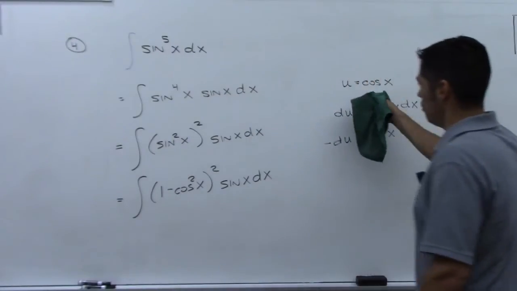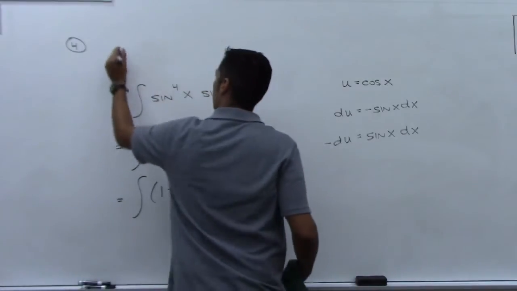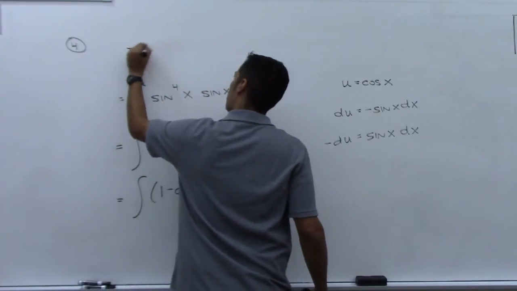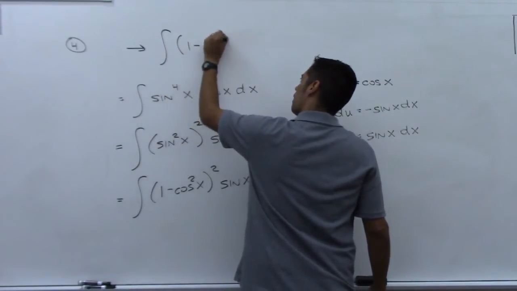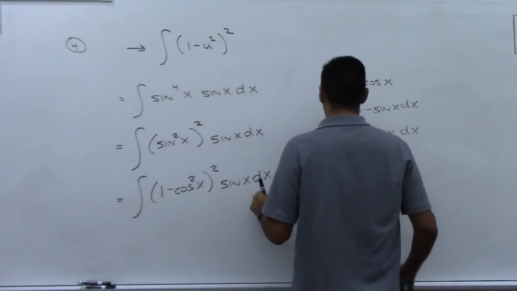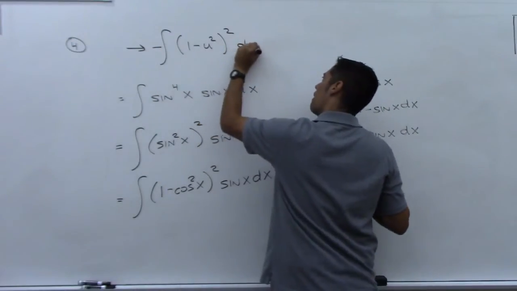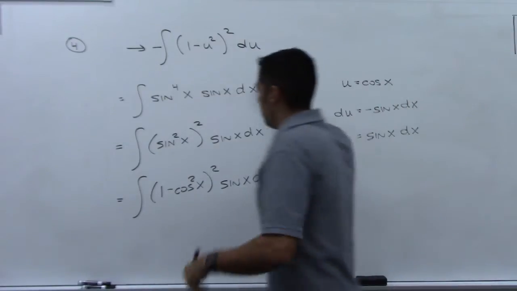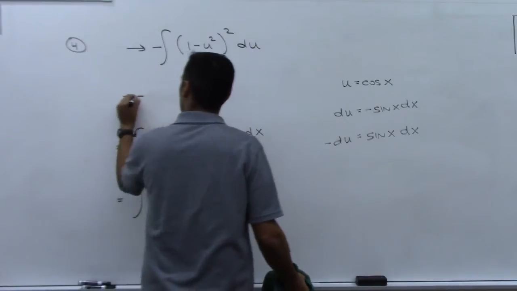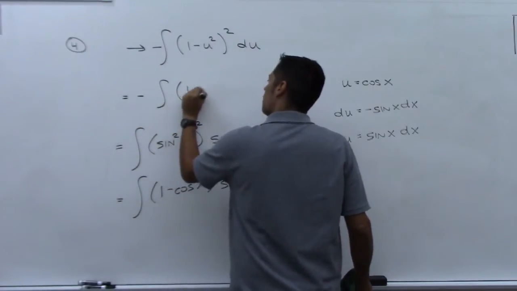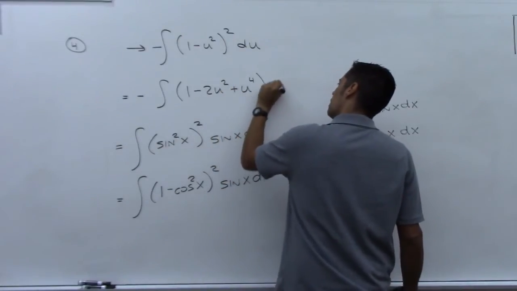I make my substitution that u is cosine x. So the integral becomes, in terms of u, integral 1 minus u squared squared, and then this right here, remember we have the negative, don't forget that negative, negative du. And now I will expand this out, multiply it out. So I have equals negative integral 1 minus 2u squared plus u to the fourth du.